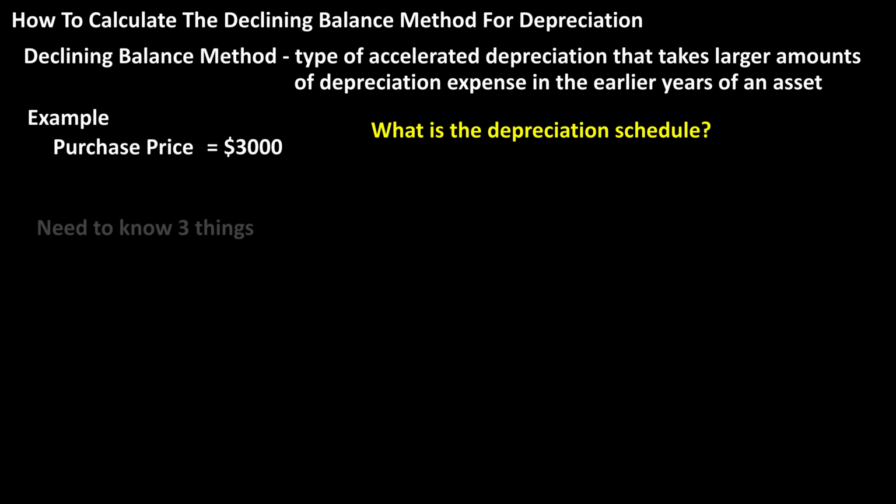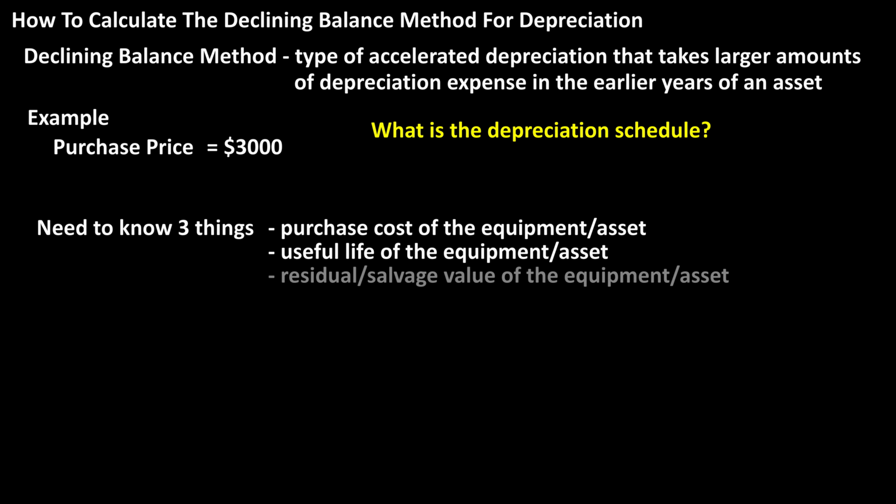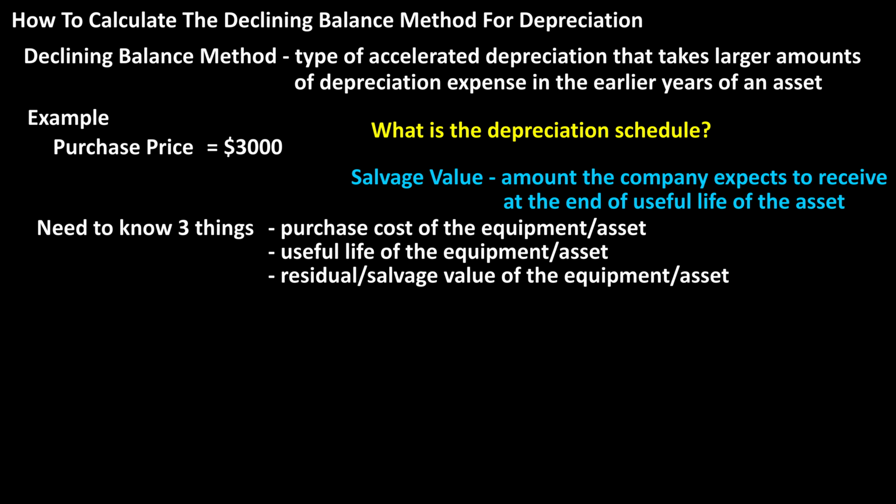To do this, we must know three things: the purchase cost of the equipment or asset, the useful life of the equipment or asset, and the residual or salvage value of the asset. Salvage value is the amount the company expects to receive at the end of the useful life of the equipment or asset. For our example, the useful life is 5 years and the salvage value is $500.